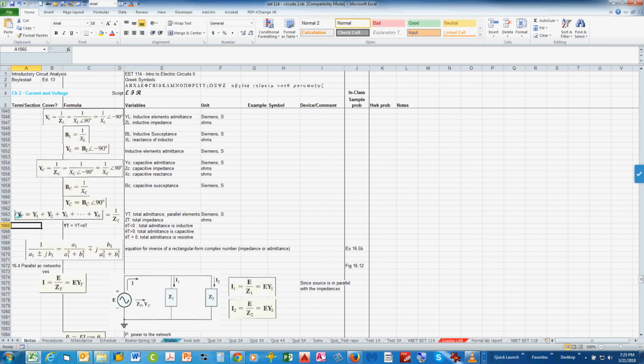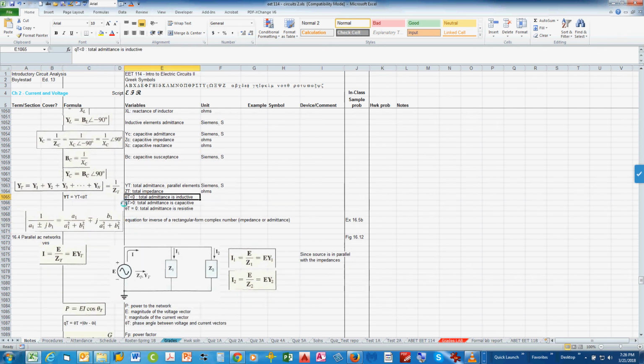So to get the total admittance, you sum up all the admittances that are in parallel. And that's equal to 1 over the total impedance.